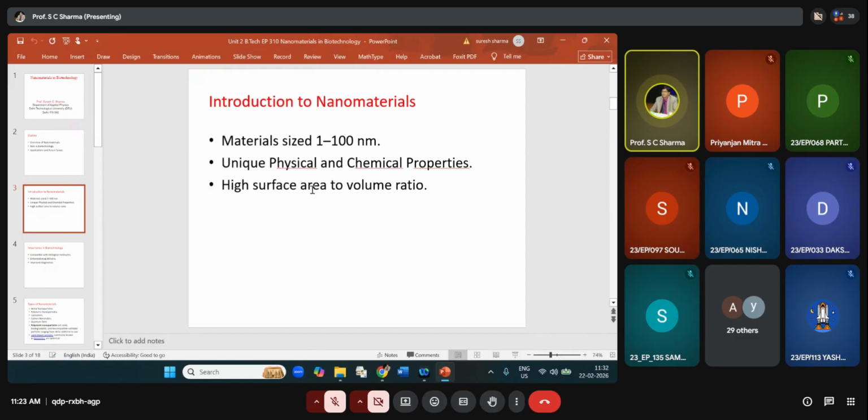Any student can tell why we are saying high surface to volume ratio? Can explain by any student? We are saying high surface to volume ratio. How?